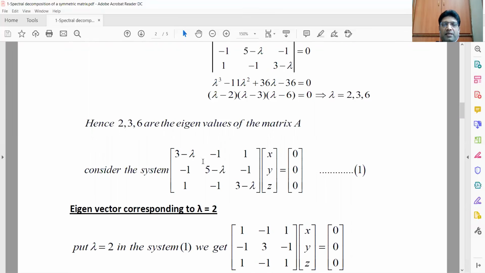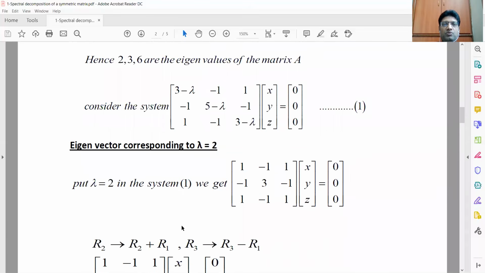So (A − λI)x = 0. This is the system, and we are naming it as 1. We will use this system to get the eigenvectors. First, I am getting the eigenvector corresponding to the eigenvalue λ = 2.